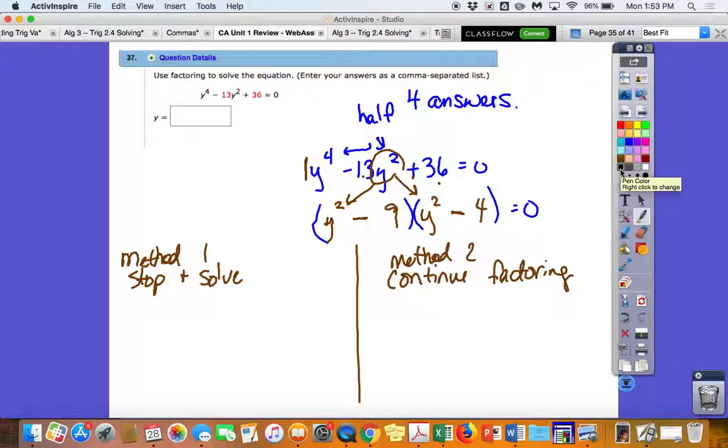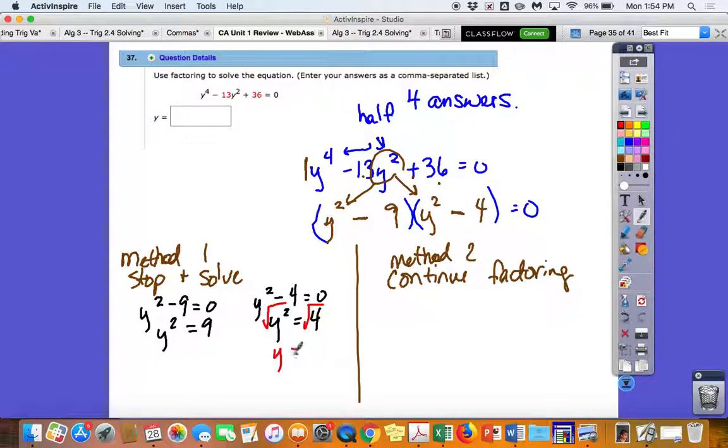If I just stop right here and solve, I've got to set both of these equal to 0. So that's y squared minus 9 equals 0, and y squared minus 4 equals 0. When you move them both over, they become positive. Then you've got to do the square root of both sides. Here's where people screw up, because they forget to do the plus minus. That is the most common boo-boo on these problems at test time.